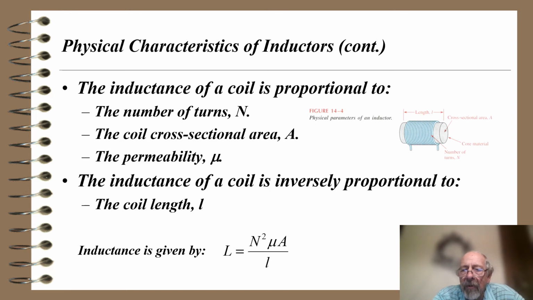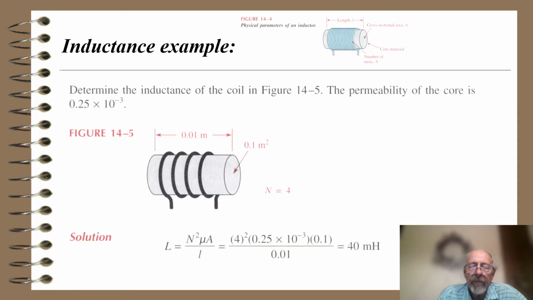So figure 14.4 there shows a coil, and it has so many turns, a certain length, and cross-sectional area. The inductance of a coil is inversely proportional to the coil length. So inductance is given by L equals N squared, it goes up by the square of the turns, times mu, which is again the permeability, times A, the cross-sectional area, divided by L, the length.